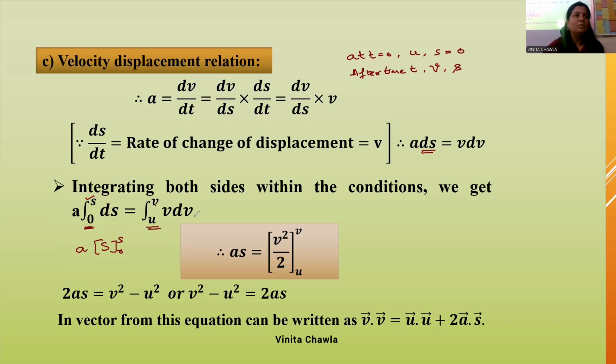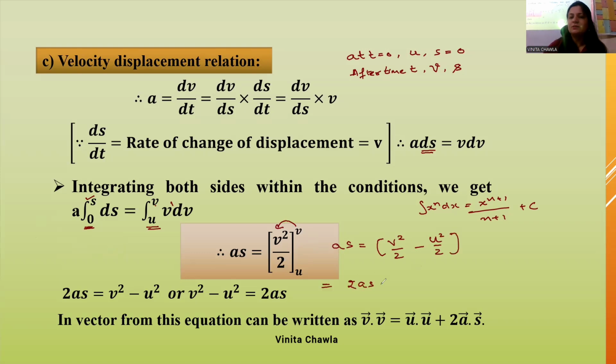Now, VdV is v square by 2 because again we have used this equation relation, x and dx wala. Okay, so it's v raised to power 1, so 1 plus 1 upon 1 plus 1 is 2, v square by 2. Now put the limits. First we will put the upper limit, we get v square by 2, so 2as is equal to v square by 2, and now we'll put the lower limit, and lower limit is u, so in place of v we will write u this time, so it's u square by 2. Okay, so 2as is equal to v square minus u square.